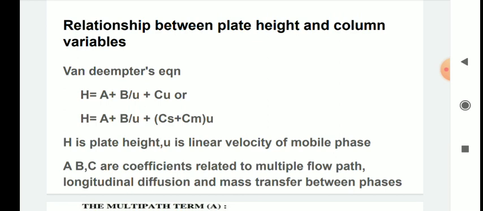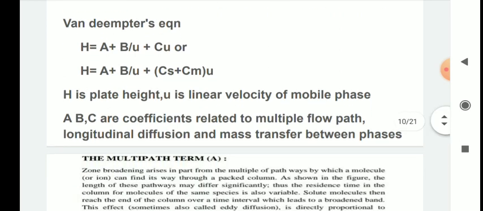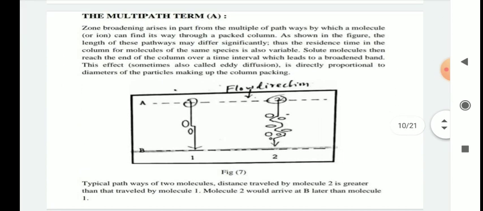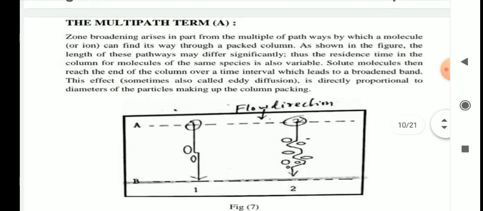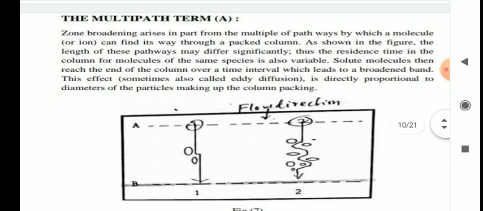Now let us see first what is this A. A is the coefficient related to the multiple flow path. Now what is this multiple flow path? Suppose you have a column. In the diagram, you will find that there is a marking of A and B. A is the starting point of the column or the top of the column, and B is the exit point of the column where the detector is there at the end.